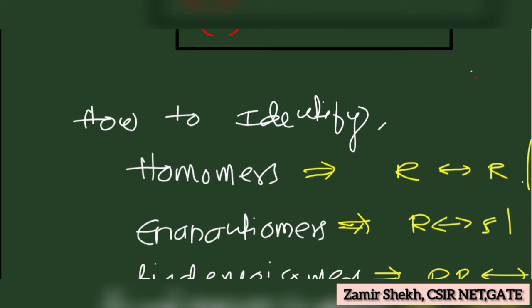Okay, find out the R and S of the given compounds. First, try to find out the molecule. So try to find out the chiral carbon in a given molecule, and after that assign the carbon. Okay, like this. Now another question.